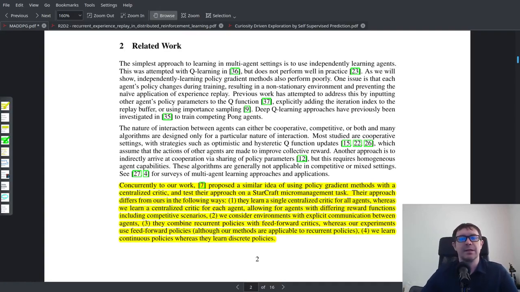It's a bit different in that it learns a centralized critic for all the agents rather than a centralized critic for each agent. It also doesn't allow for communication among agents, and it works with recurrent neural networks and discrete policies, whereas MADDPG uses regular deep neural networks and continuous policies.